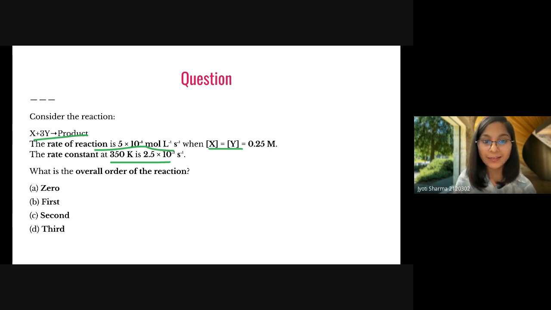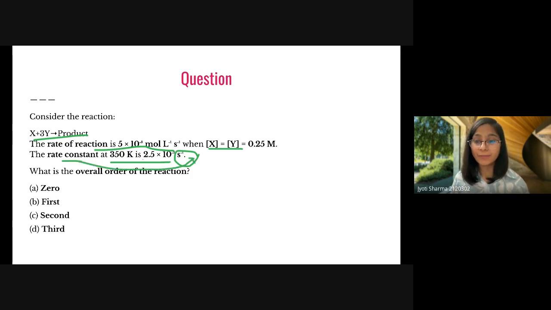Per second. Can you tell me this is the unit of your rate constant when the order is what? Zero order, first order, or second order? Yes, Smita. From the rate constant unit alone, you can tell what kind of reaction order it will be. It will be first order, but this is just the clue. You have to tell me the overall order of the reaction. How will you calculate this?